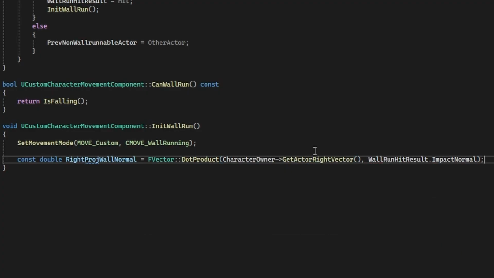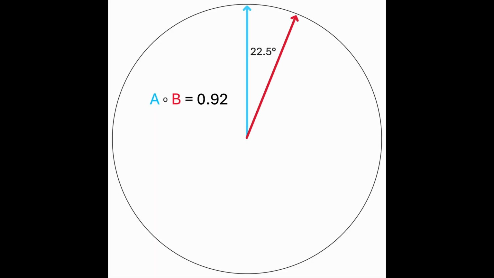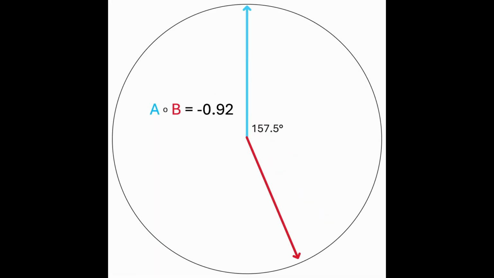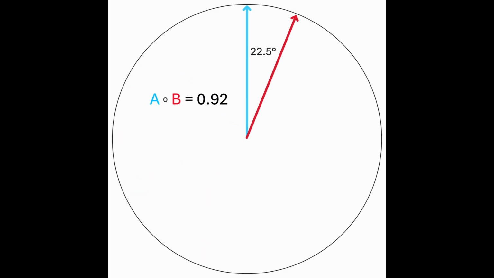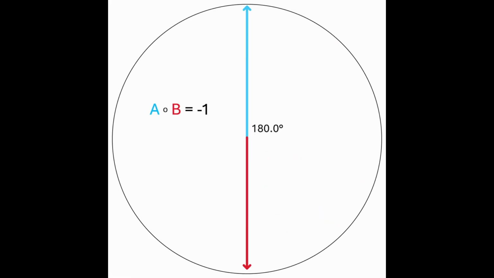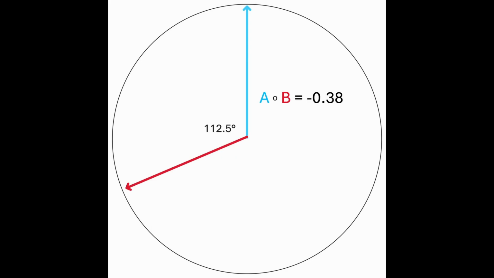Let me explain how this works. The dot product between two normalized vectors tells us how similar the two vectors are. If the result is 1, that means the two vectors are pointing in the same direction. -1 means they're pointing in opposite directions. If the result is positive, that means the angle between them is less than 90 degrees. If the result is negative, then the angle between them is greater than 90 degrees.